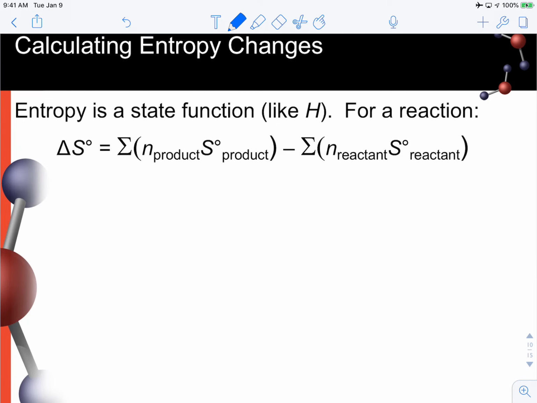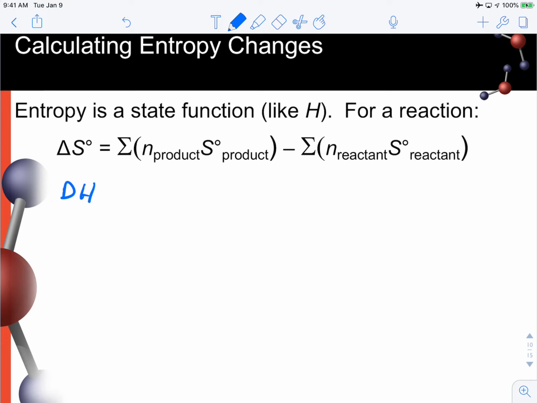Now you can actually calculate entropy changes. And this is done very similar to the way enthalpy changes were done. Remember, we did delta H the same way. Products: summate all your products and subtract the summation of all your reactants. So we'll do this in class. I'm not going to do a calculation here, but I just want to introduce you.